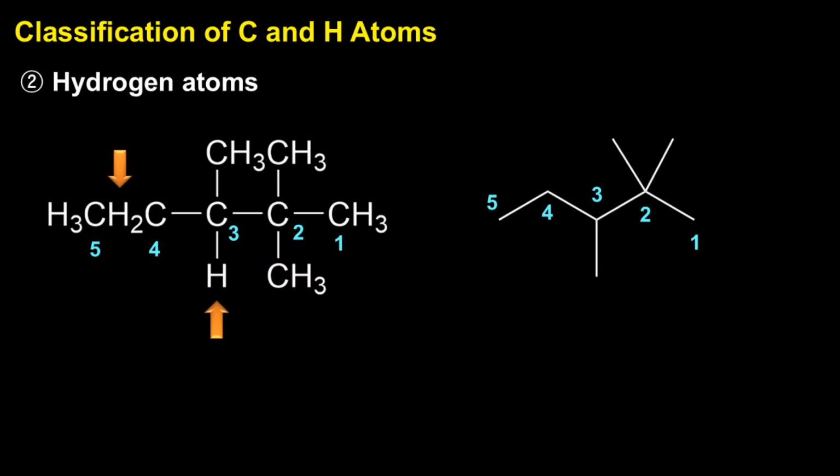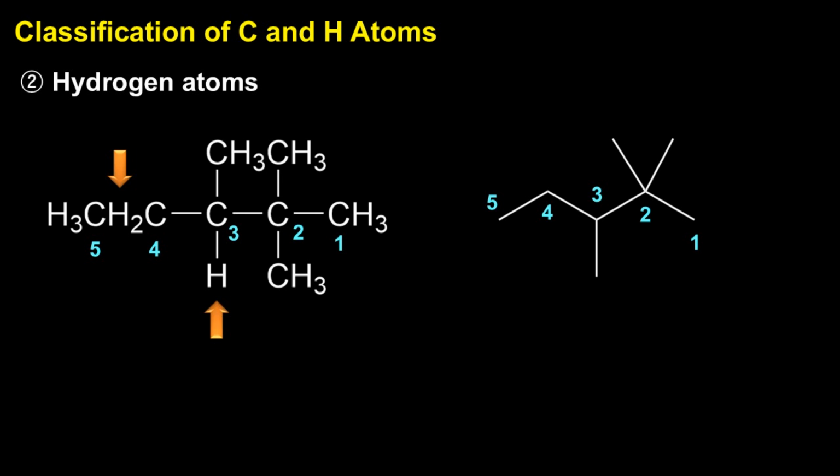Hydrogens attached to the secondary carbon, that's carbon number 4, are called secondary hydrogens. Since that carbon has 2 hydrogens, we've got 2 secondary hydrogens in this molecule. And finally, the one hydrogen that's bonded to the tertiary carbon at position 3, that one's a tertiary hydrogen.